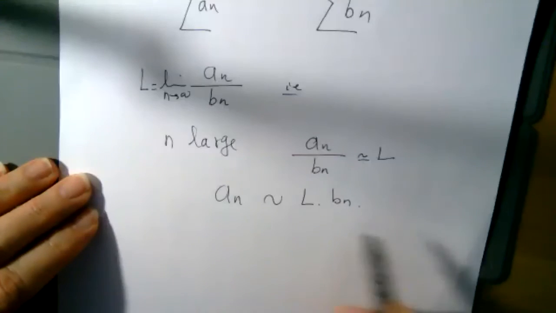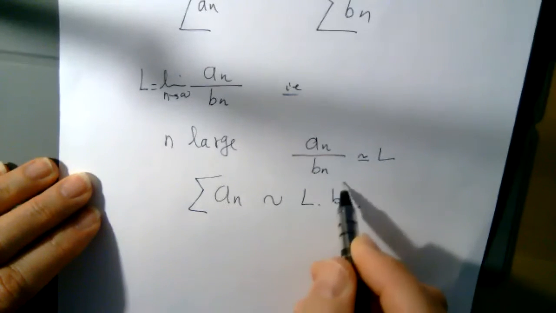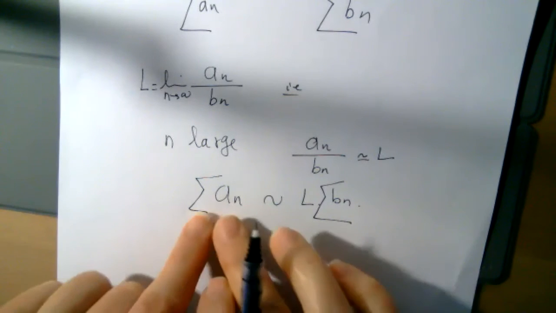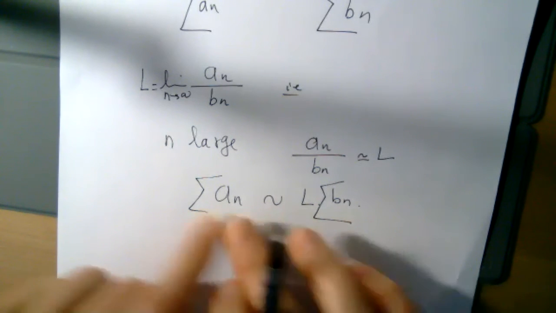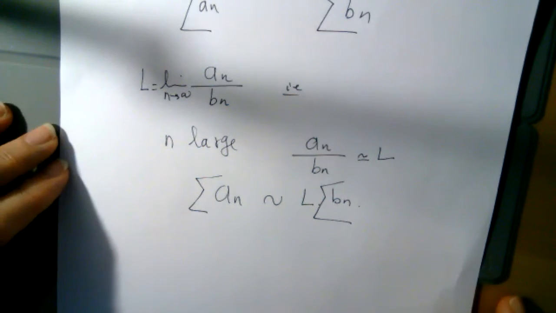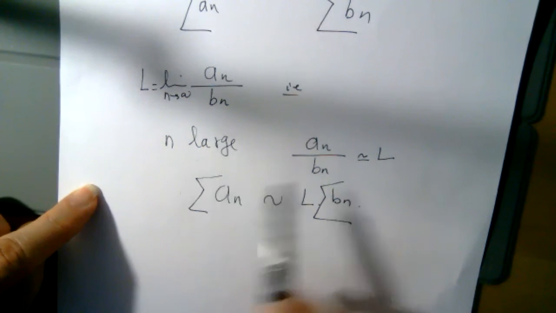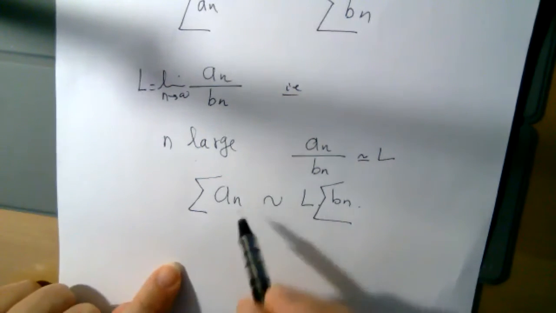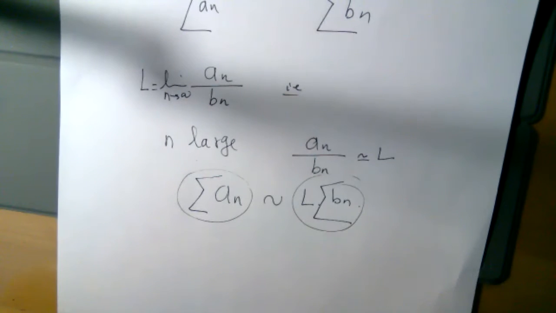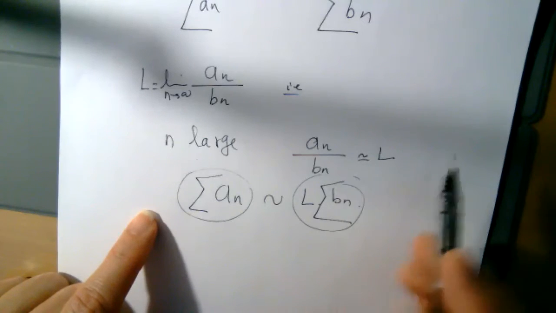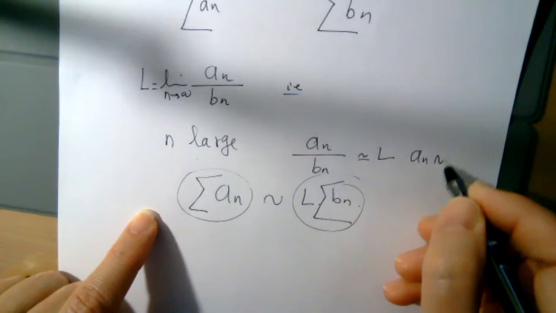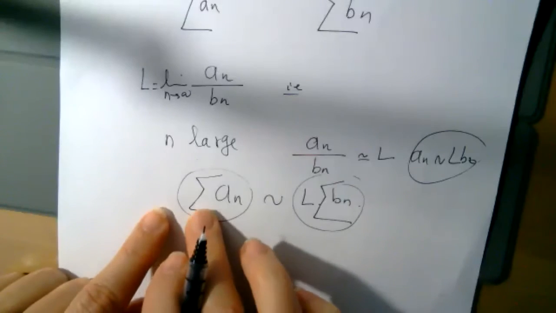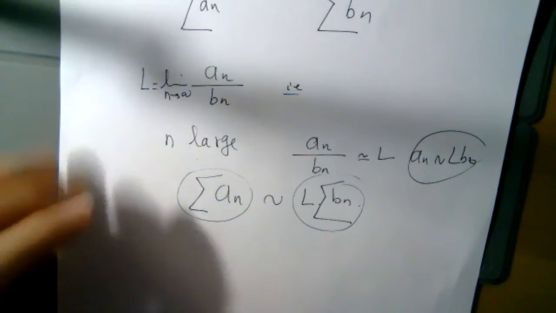So if this is the case, it means an is almost bn, so the theorem tells me this is almost that. So if this converges, this will converge. If this diverges, this will diverge. That's intuitively what's really going on. So if when n is large, an over bn is a nice number, not 0 or infinity, then my theorem tells you that those two will behave the same. If an over bn is L, it means an is almost L times bn. Then if one converges, the other one will converge.